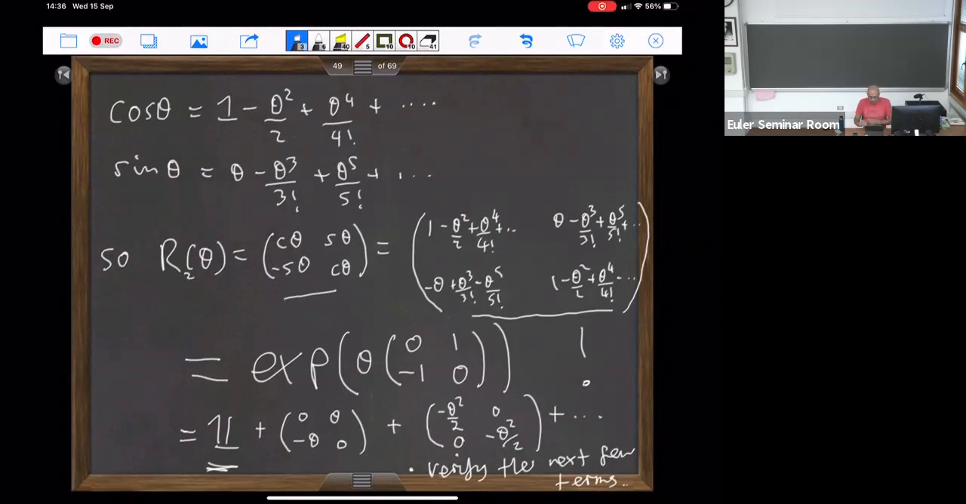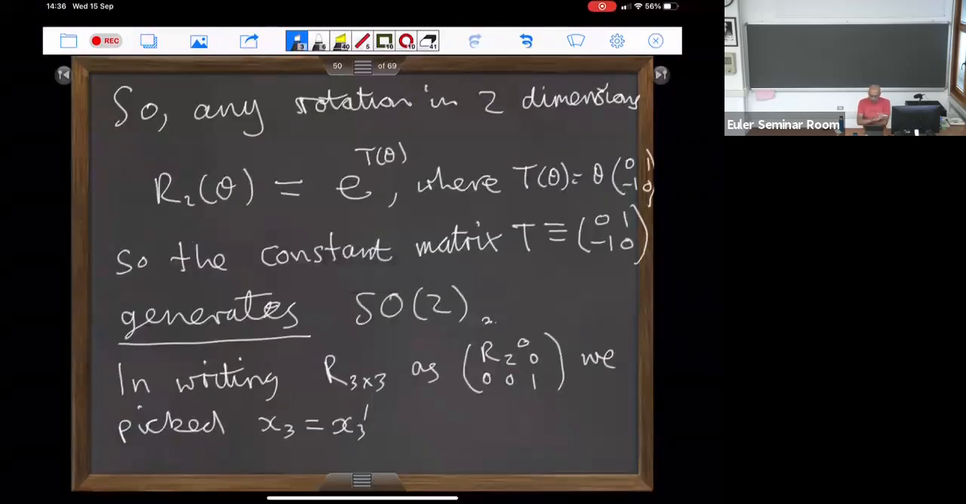So what this means is that this innocent looking matrix, 0, 1, minus 1, 0, I just multiply it by a parameter theta, and I can generate any rotation matrix from it. So we say that this matrix here generates the special orthogonal group. And so that's what I'm writing here.